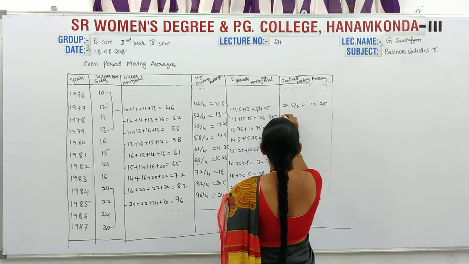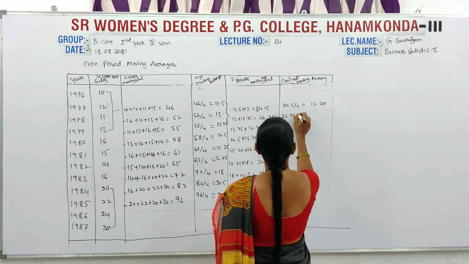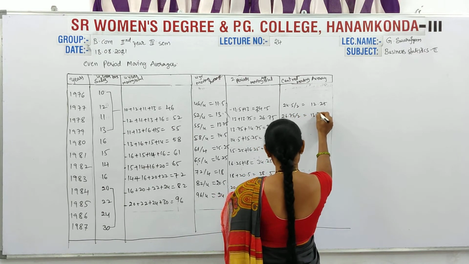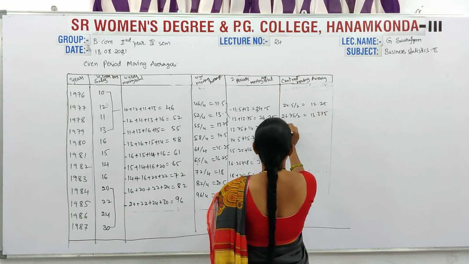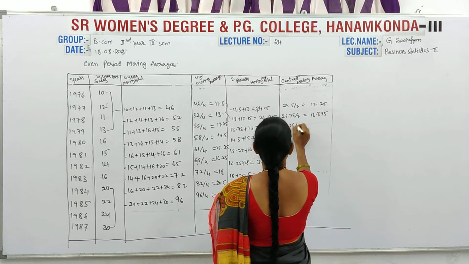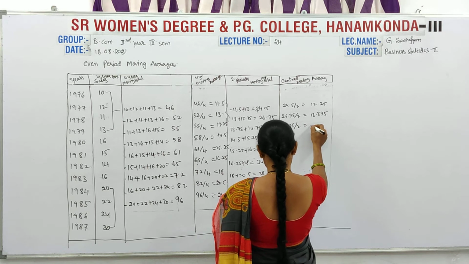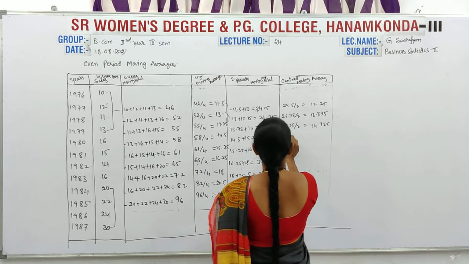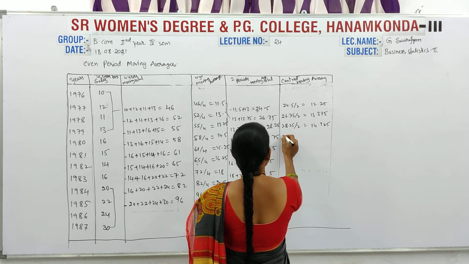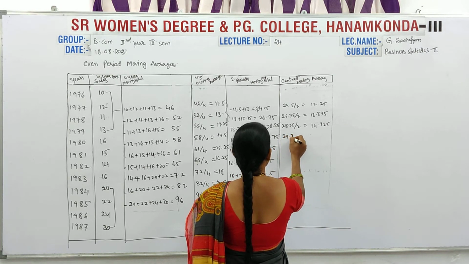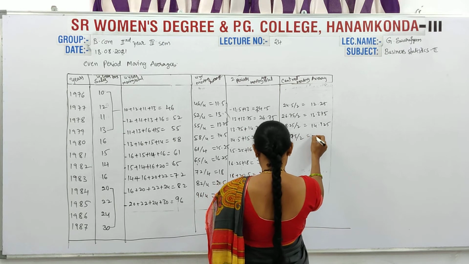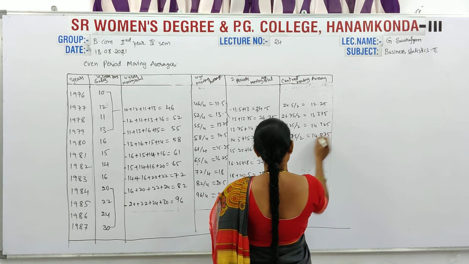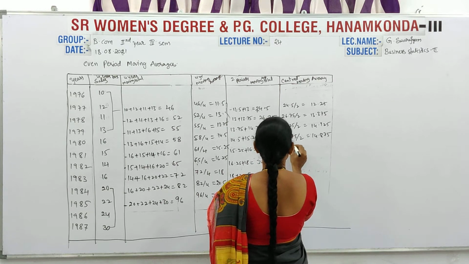12.25. 26.75 by 2 is 13.375. 28.25 divided by 2 is 14.125. So here, 29.75 by 2 is 14.875. 31.5 by 2 is 15.75.